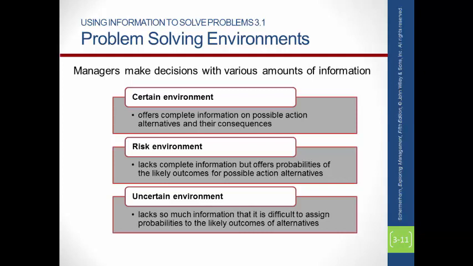In an uncertain environment, we lack so much information that it's difficult to assign probabilities and very difficult to understand the likely outcomes. The higher up you go in management, the more you're living in this uncertain environment. This is why CEOs of corporations get paid the big bucks, because they're really getting paid to make decisions with very limited information. At any given time, you may only have 10% of the information that you really need to make a big decision.